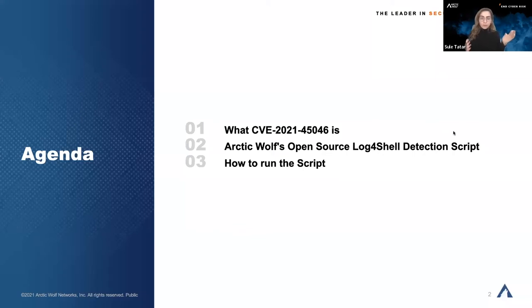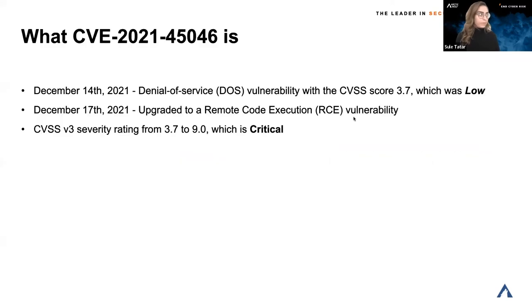So here's our agenda. We will talk about the new vulnerability CVE-2021-45046, then Arctic Wolf's open source Log4Shell detection script. And then John from the S2 team will show us how to run this script.